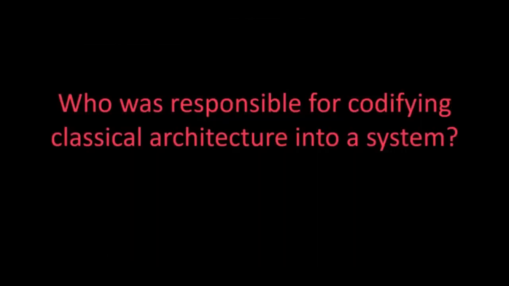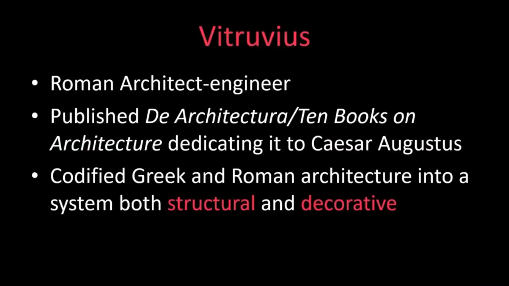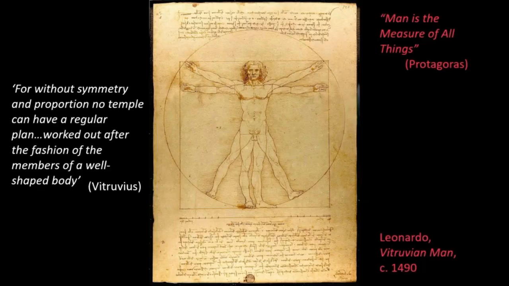But who was responsible for codifying classical architecture into a system? Vitruvius was a Roman architect-engineer who worked for Caesar Augustus, and his publication of De Architectura codified Greek and Roman architecture into a system that was both structural and decorative. According to Vitruvius, without symmetry and proportion, no temple can have a regular plan worked out after the fashion of the members of a well-shaped body. Vitruvius felt that man was the measure of all things.